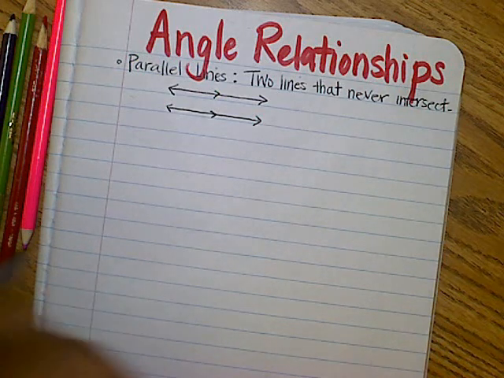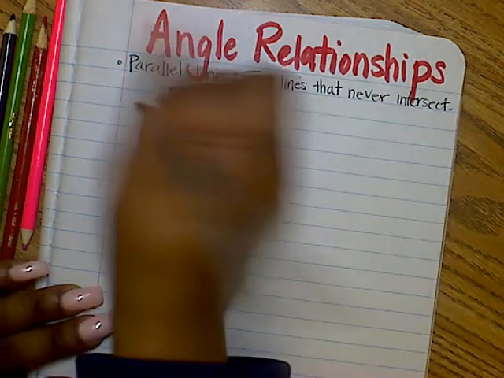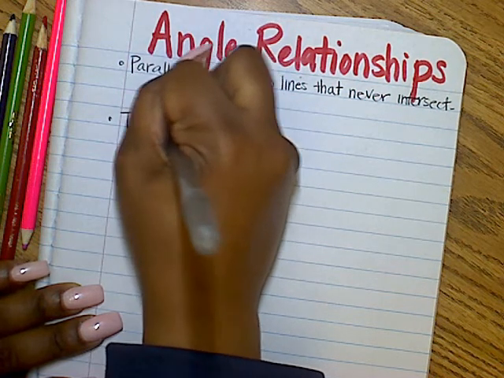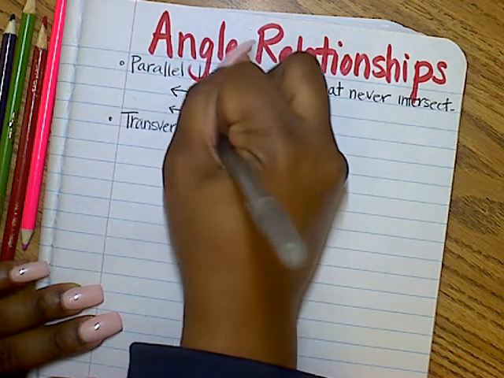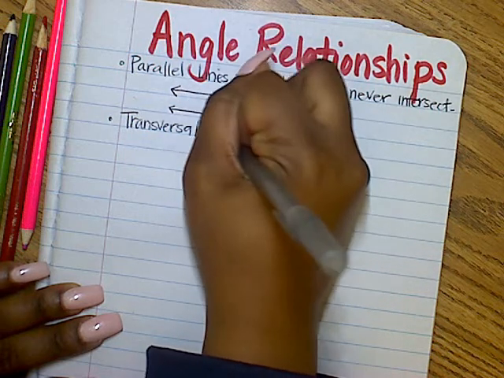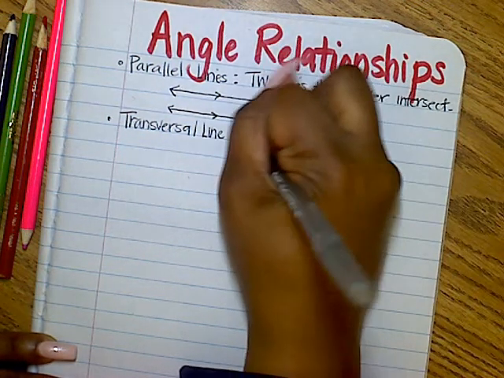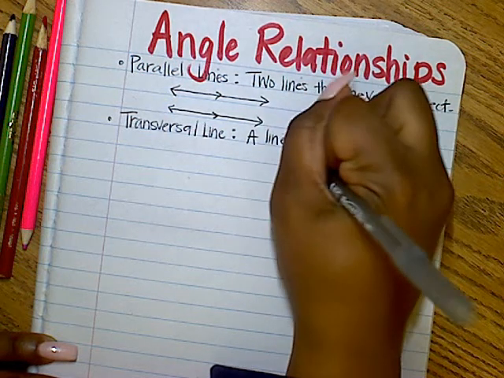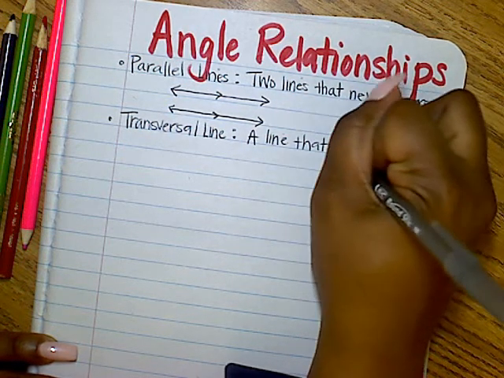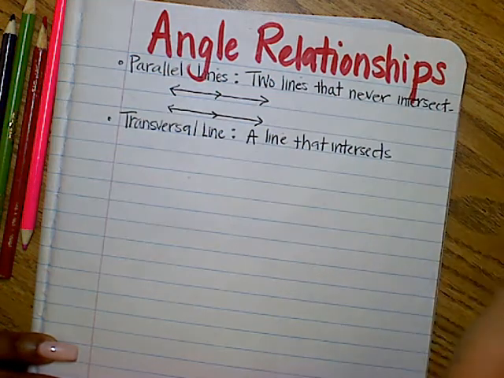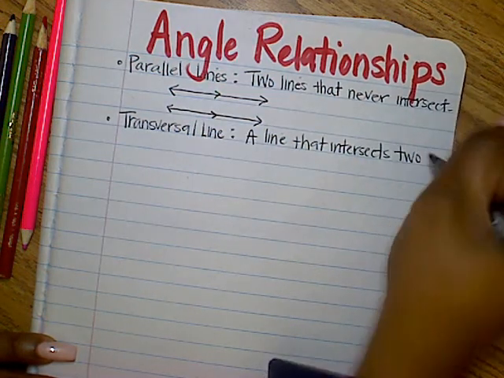Next definition is transversal line. So your transversal line is a line that intersects 2 or more lines.